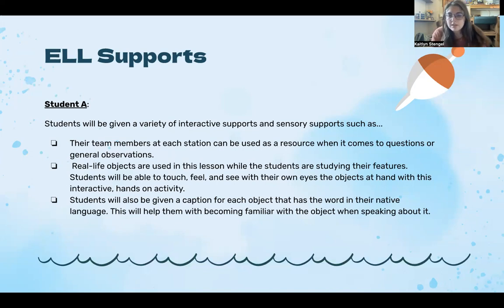Because they're at each station, they can be used as a resource when it comes to asking questions or just sharing general observations. Real life objects are used in this lesson while the students are studying their features. Students will be able to touch, feel, and see with their own eyes the objects at hand with this interactive hands-on activity.